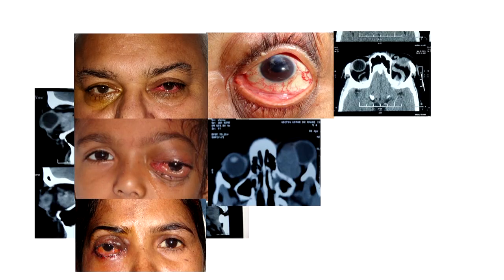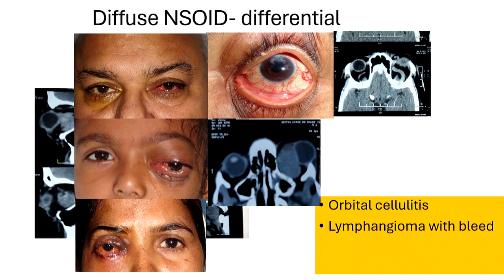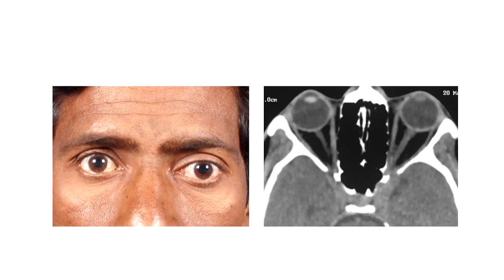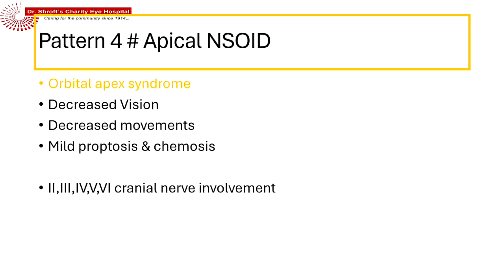But again, here we have to rule out other diseases like a carotid cavernous fistula, which will be more chronic but can have chronic inflammation of the orbit. Of course, we are aware of orbital cellulitis. We just saw some of the pictures. Lymphangioma with bleed can sometimes present as an acute orbit, which needs to be one of the differentials, and infiltrating tumor needs to be ruled out before we label a patient as idiopathic diffuse orbital inflammation.